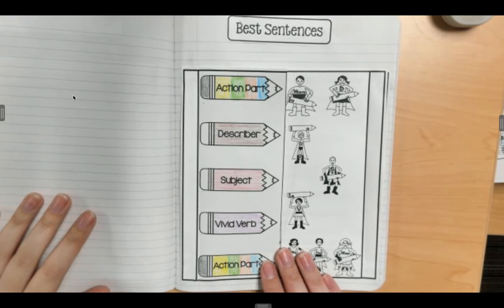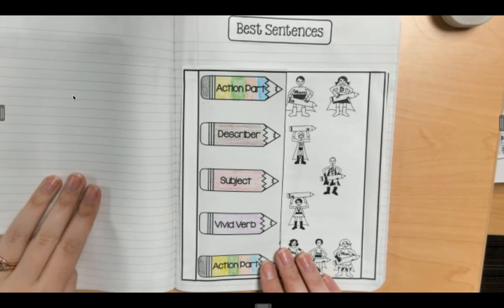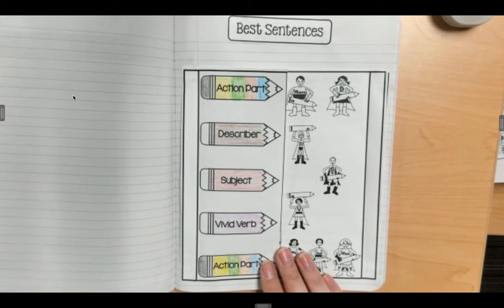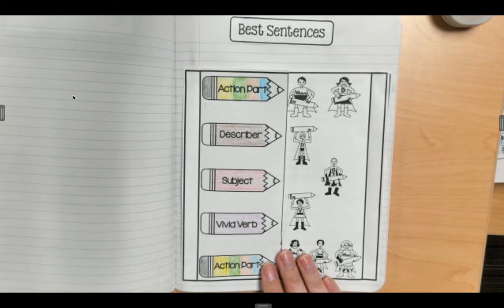Good morning, sixth grade. Today we are going to be working on best sentences. You will need your journal, your manila envelope, and some colored pencils. If you do not have colored pencils, please send me an email and let me know, and I will find a way to get you some. Best sentences. This should already be glued into your journal. If it is not, it would be a great time to do so right now.